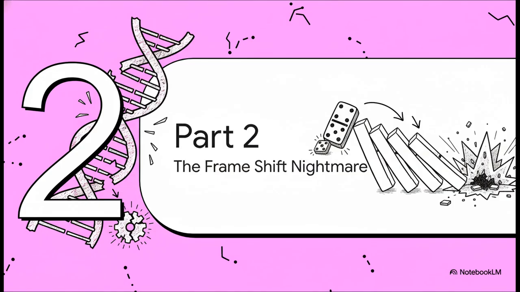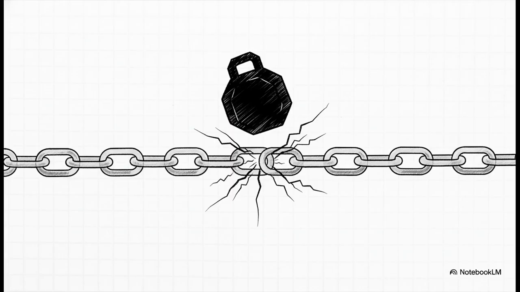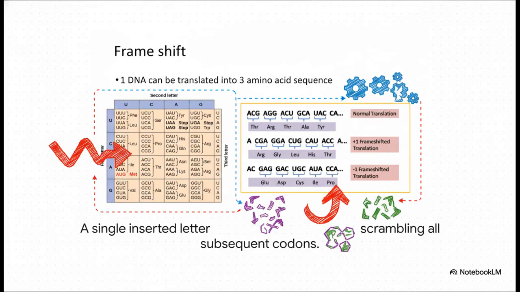Okay, let's get into this, because this is where one tiny, tiny error creates an absolute catastrophe. You see, as precise as this system is, it's also incredibly fragile. Just one little mistake, one letter getting inserted or deleted where it shouldn't be, and the whole process can come to a screeching halt. And this shows the disaster perfectly. See that single A that just got jammed in there? The cell's machinery has no idea it's a mistake. It just keeps on reading in its little groups of three. So instead of reading ACG, AGG, ACU, it now reads ACG, AGGA, CUG.